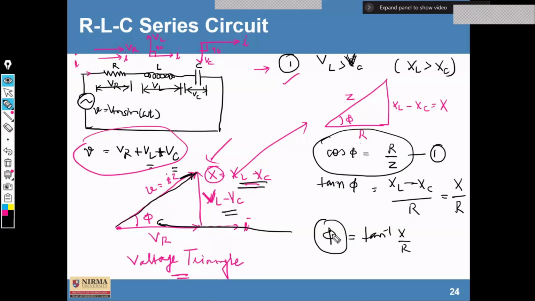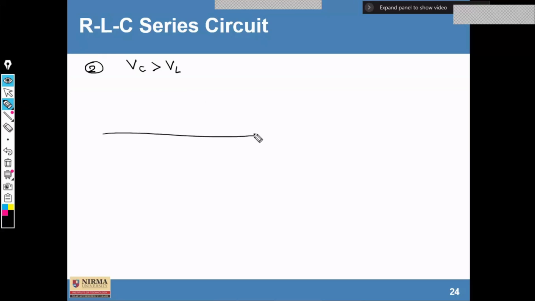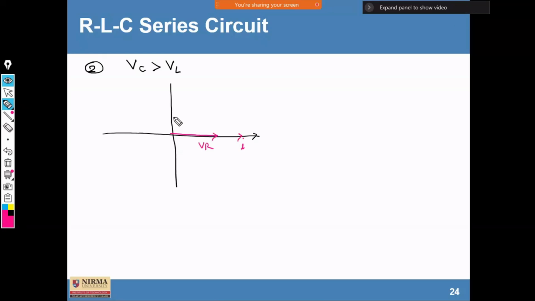Now let us see the second condition. The second condition says that whenever VC is greater than VL, in that case we can draw the vector diagrams, and all these vector diagrams have the same directions called VR, current I. Now the upper one is your VL, and the down one is your VC.